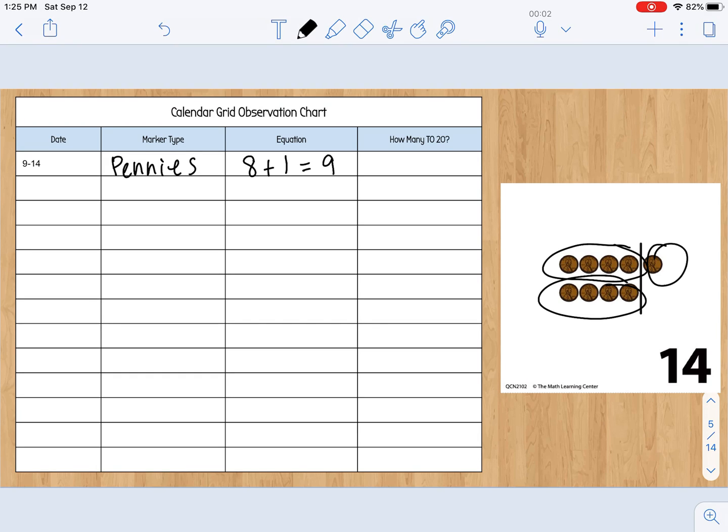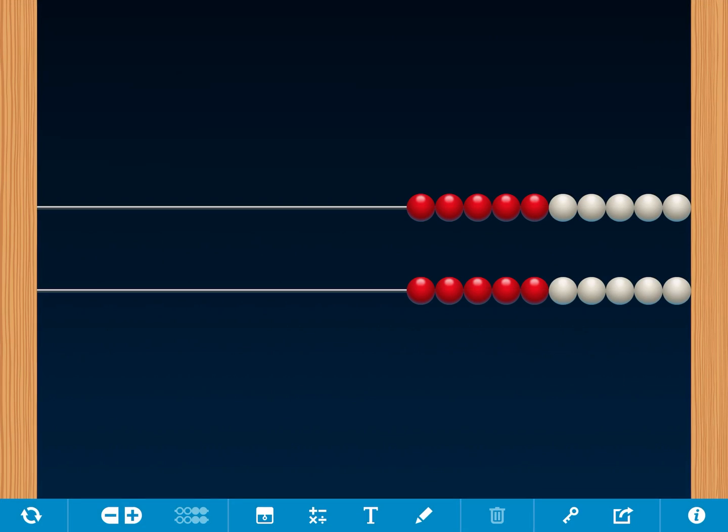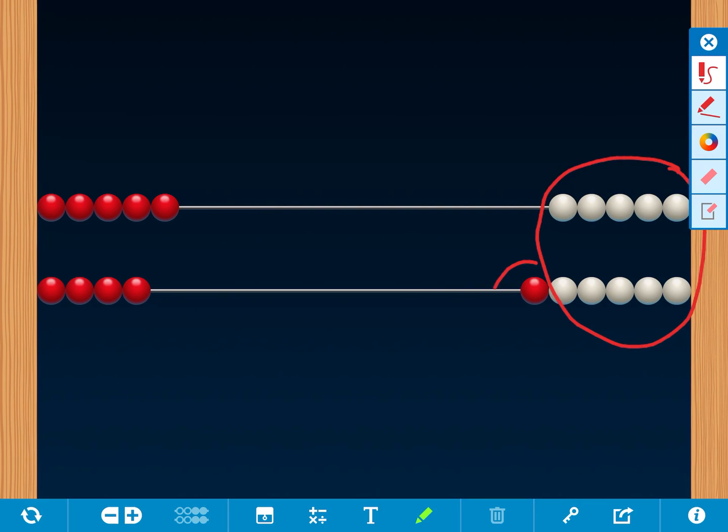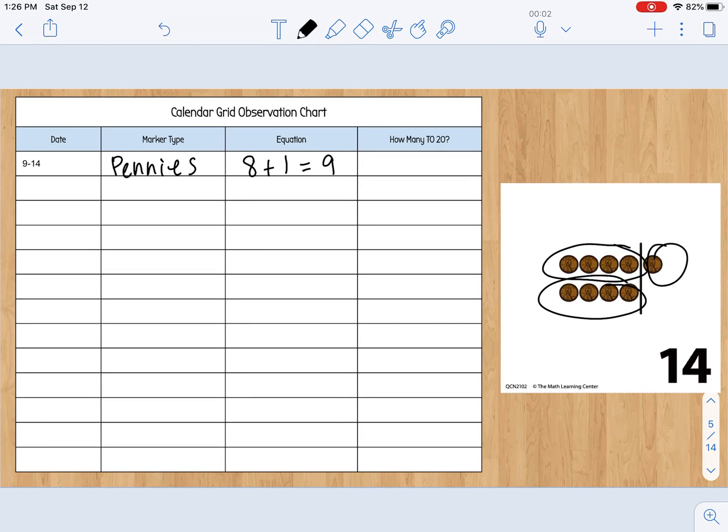Now I have to make my second equation with how many more to 20. Well, to figure this out, I'm actually going to use my number rack. I'm going to slide over 9 beads to the left to see how many more I need to get to 20. Well, if I look over on my right side, I can see 10 white beads and 1 red bead to give me a total of 11. So for my equation, I am going to write 9 plus my mystery number equals 20. And I just found out that my mystery number is 11. So 9 plus 11 equals 20.